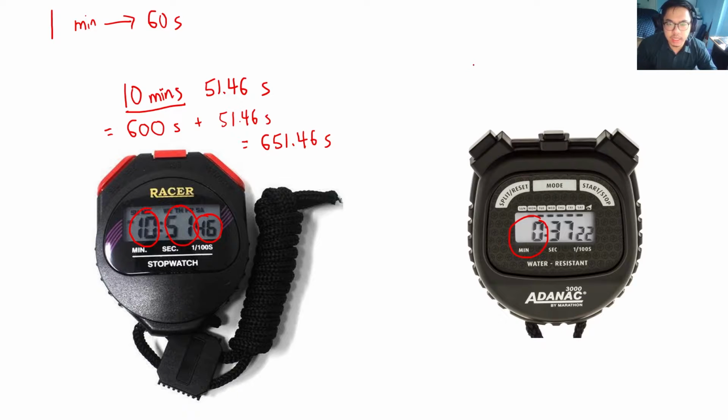Okay. Now, what about this stopwatch here? The minute number is 0, so this is 0 minutes. Sometimes you don't even have to write it if it's 0, and the second is 37 seconds, point seconds. So for this stopwatch here is 37.22 seconds.